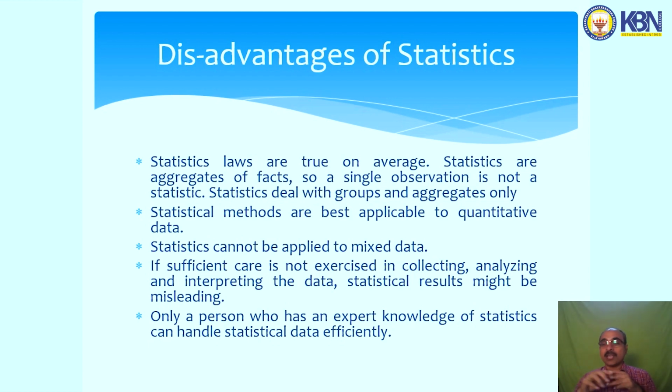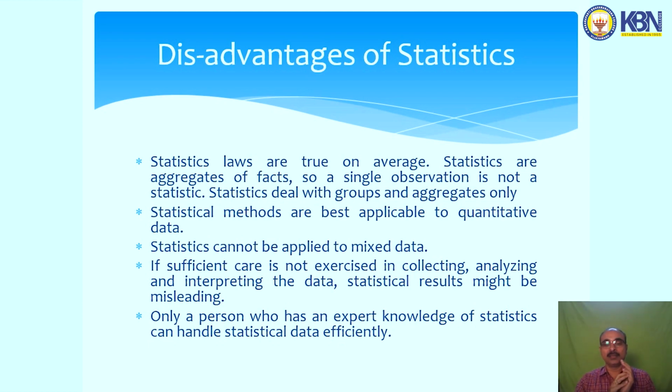Next one is if sufficient care is not exercised. Most important is data. Simple example. If you are doing a problem and the numerical value given in the question paper is wrongly taken, then what will the result be? We get the answer wrong. At the same time, while you are collecting the data, if the data is not correct, if the data is not taken by an expert, what will happen? The analyzing part, the interpretation part and the final result part will be misleading automatically.